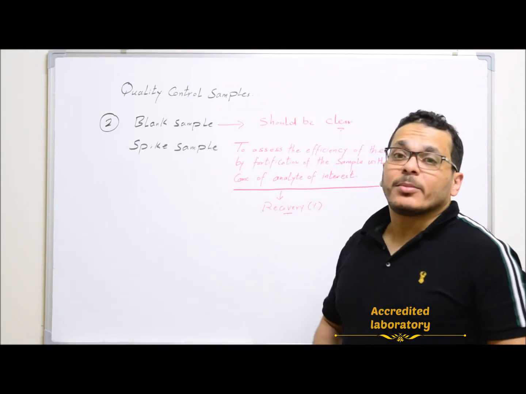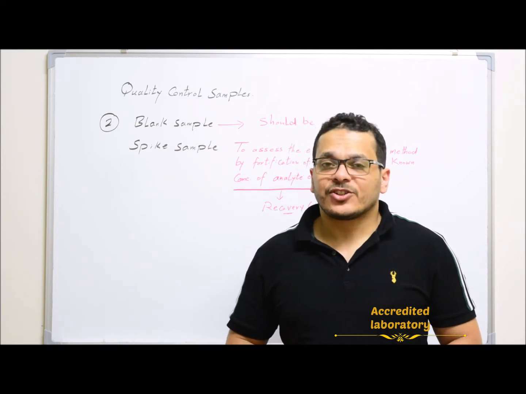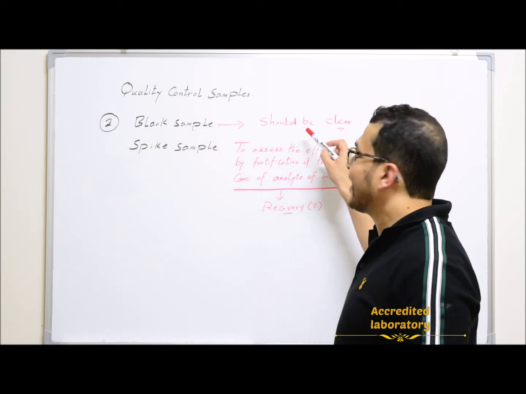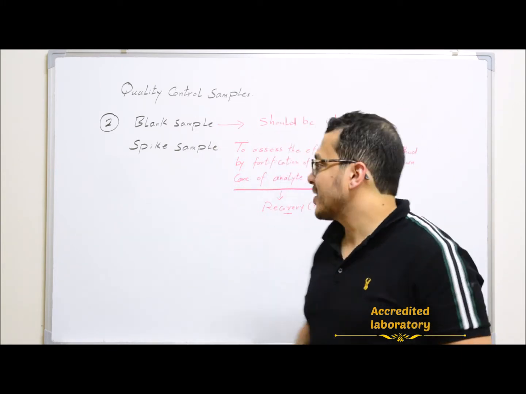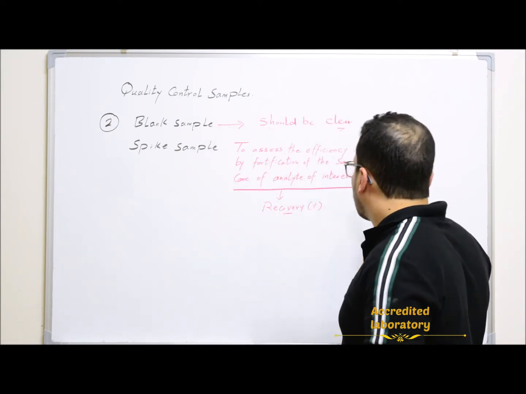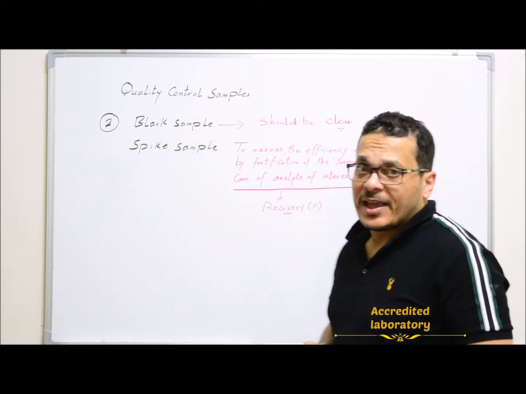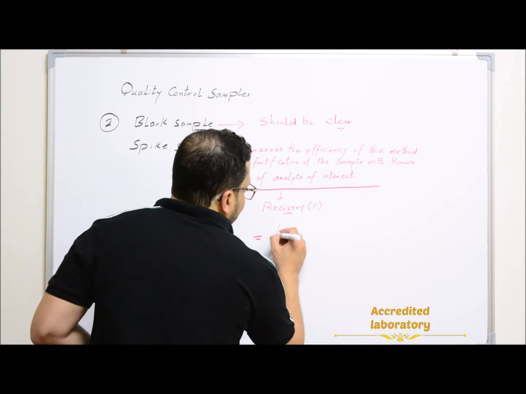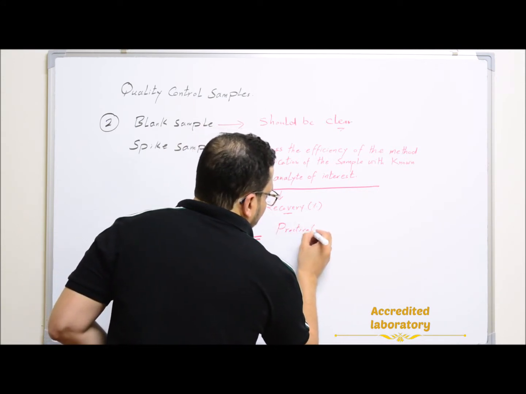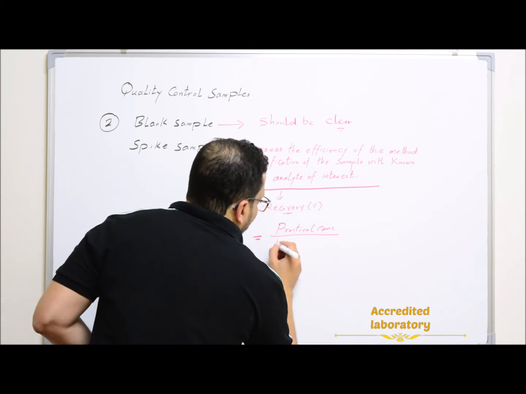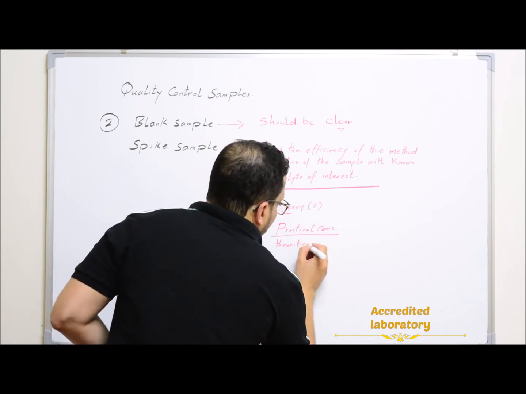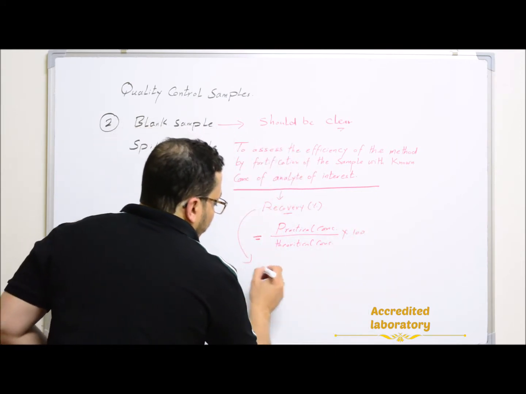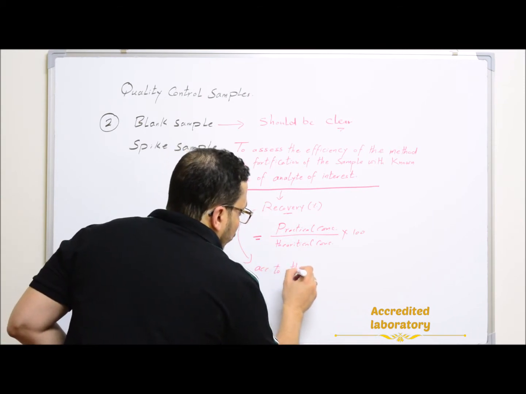After that, you have the spike sample, which is used to assess the efficiency of the method, and that will be by fortification of a blank sample. This blank sample should be clear from your target analyte. You will spike this blank sample with a known concentration of the analyte of interest, and then you will calculate the recovery. Recovery will be equal to practical concentration divided by theoretical concentration multiplied by 100.